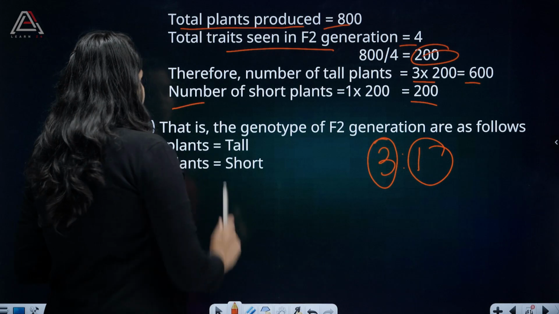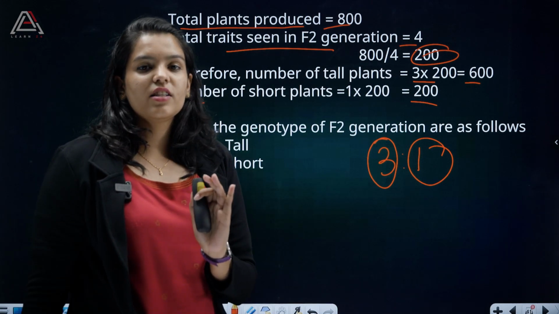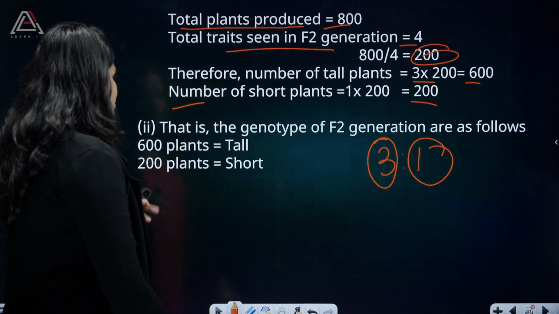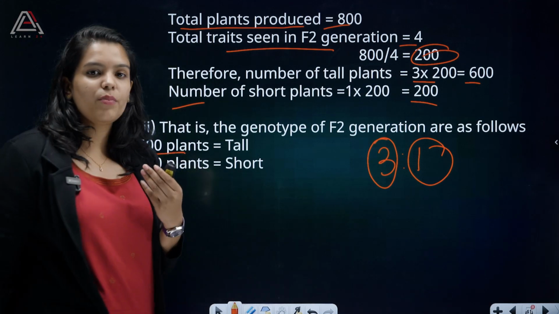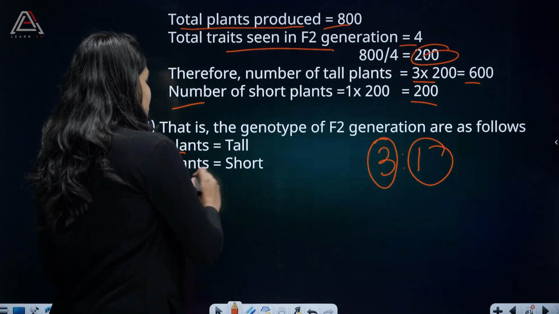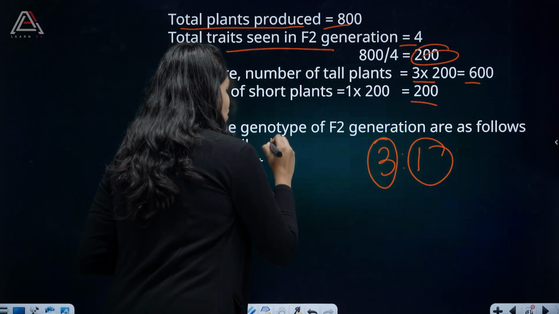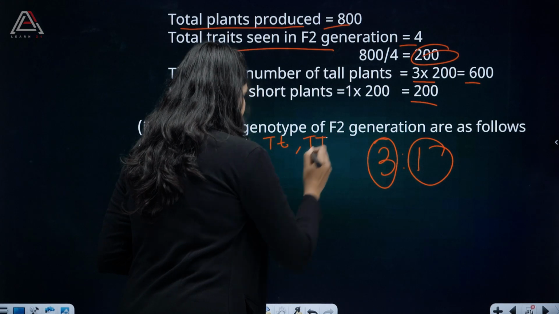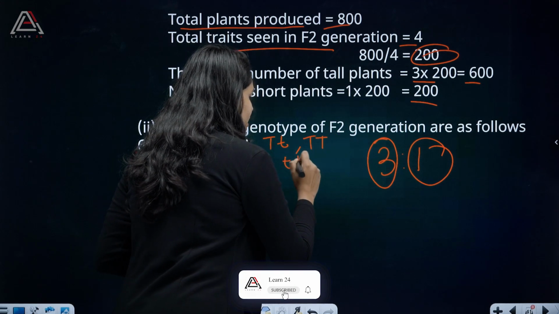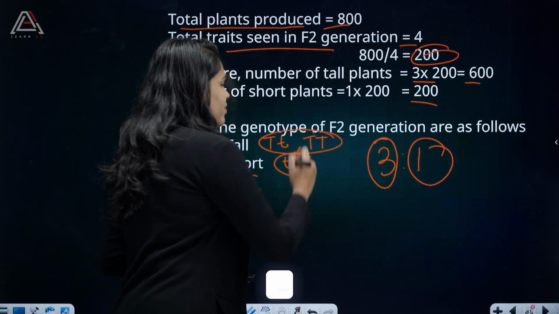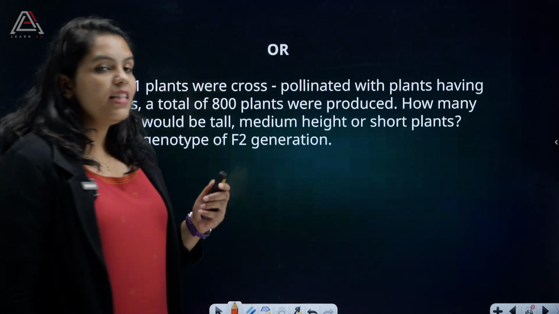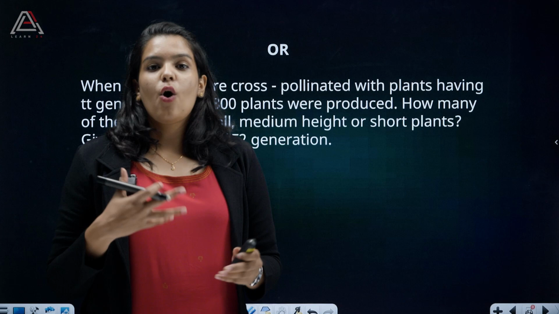Okay, fine. In the second part of the question, they asked what is the genotype of this F2 generation. So here you can see 600 plants were tall and 200 plants were short. That is, tall was TT, or capital T and capital T, and short was small t and small t. Okay, so that you can present the genotype like this.